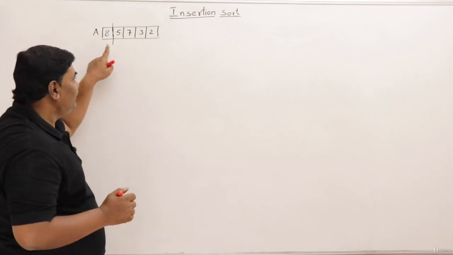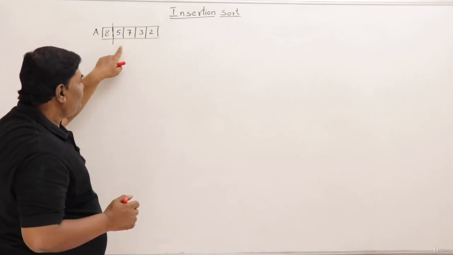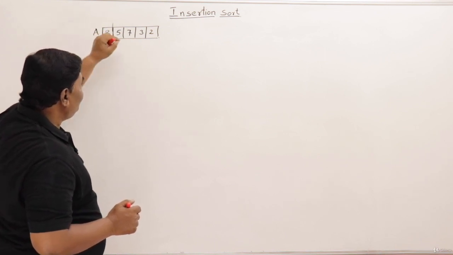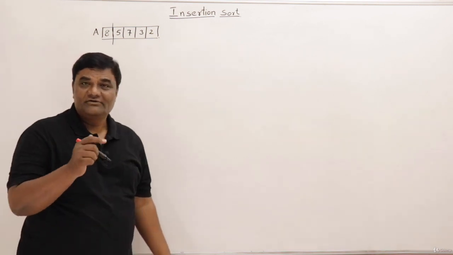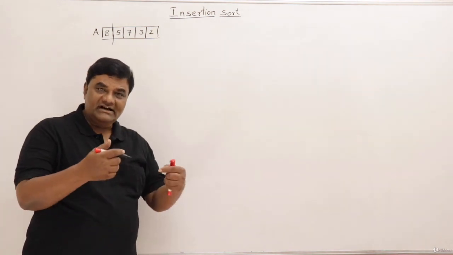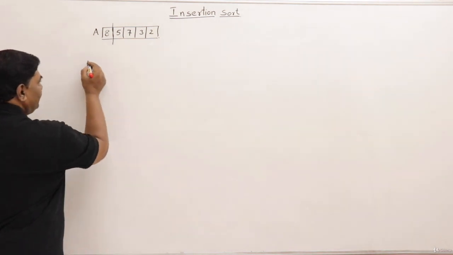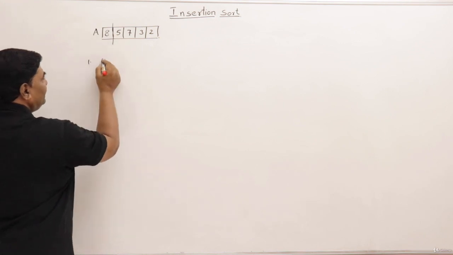One element, that is 8, is sorted. So from the unsorted list, we'll take out an element and insert this side, take out an element and insert this side. This is what the procedure is. So let us start the process. First step, I will insert 5.